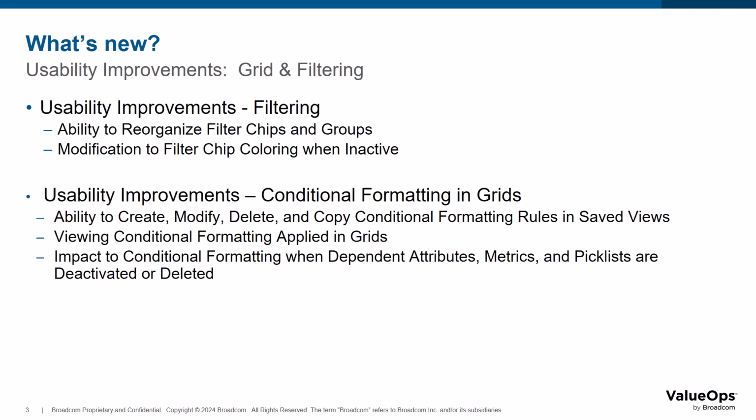And we'll look at how you can create, edit, delete, and copy these conditional formatting roles in your saved views. We'll also look at the application of these roles in the grids. And last, we'll look at how conditional formatting is impacted whenever you change any attributes. You make them active, inactive, or you delete them, and hierarchy metrics and pick lists are changed. We'll look and see some of the implications.